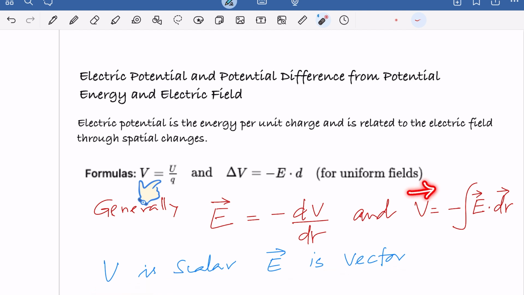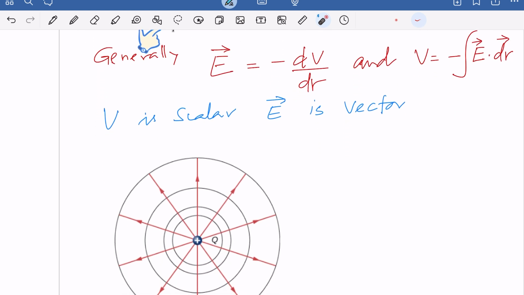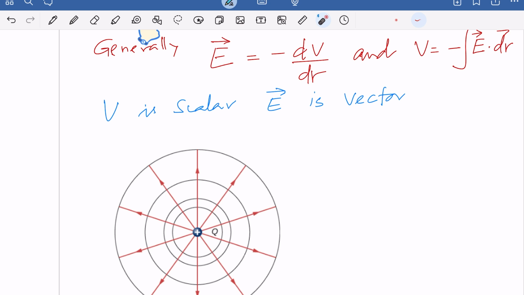You will never see this done for electric potential because it's a vector. Sorry. Because electric potential is a scalar, while electric field is a vector. Now we'll come to this diagram later on, but I just wanted to tell you that this is the representation of both the electric field and electric potential by a point charge. The red lines give the direction of the electric field, while the black ones show what's called equipotential surfaces. We'll get to that in a minute.